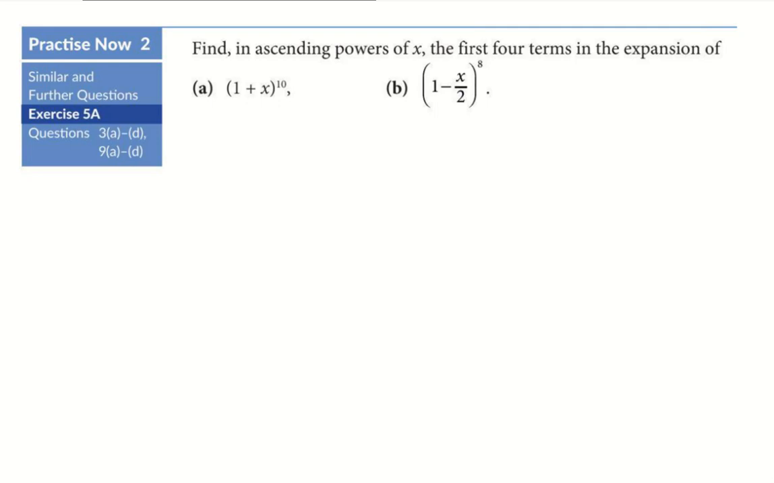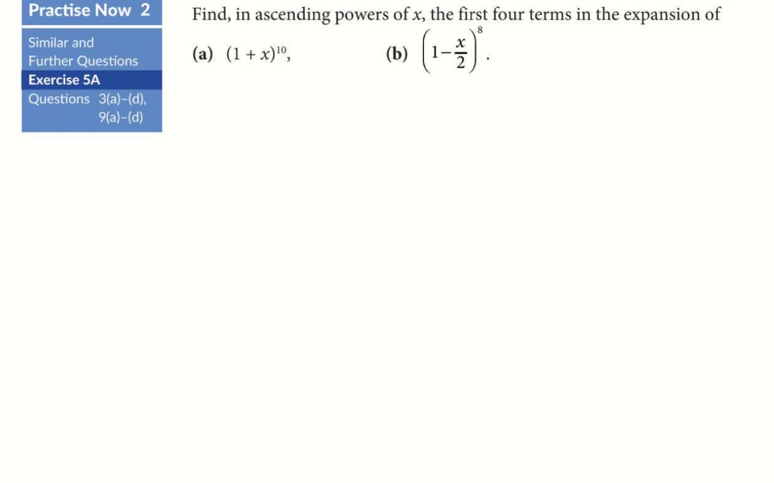Okay, take note. In my introduction, I did mention if there's a power 10, I have a total of 11 terms. If there's a power 8, I have a total of 9 terms. But I don't need to expand fully. Why? Because the question specifies I only want the first 4 terms.